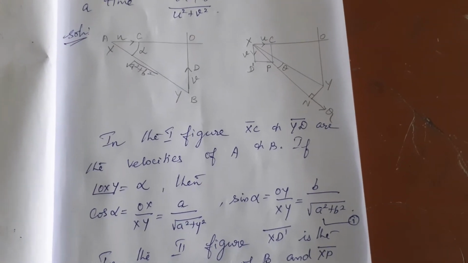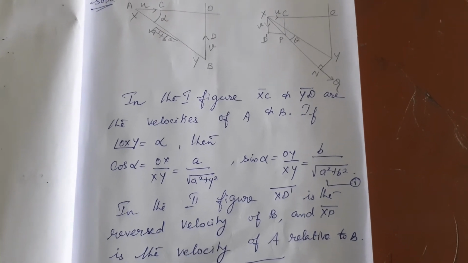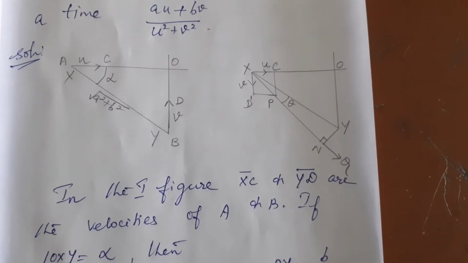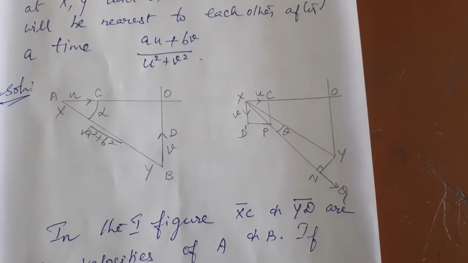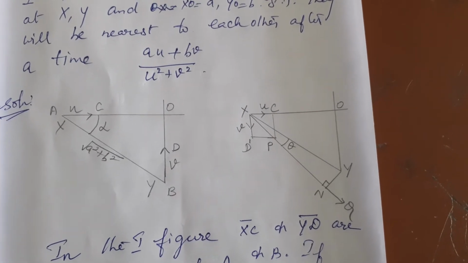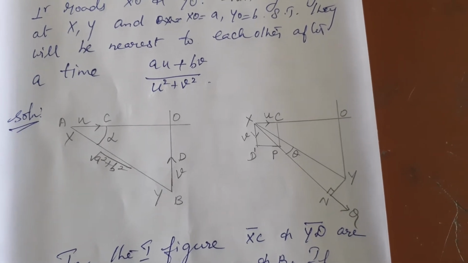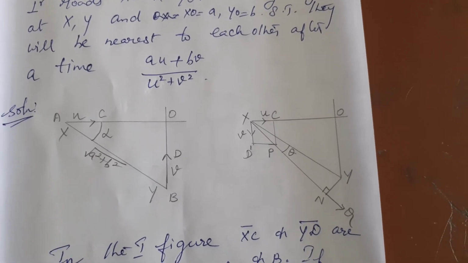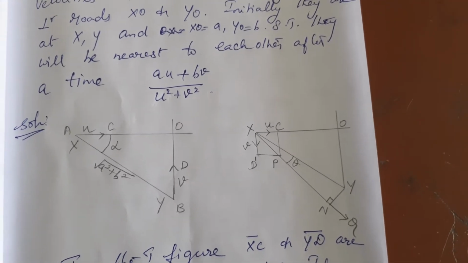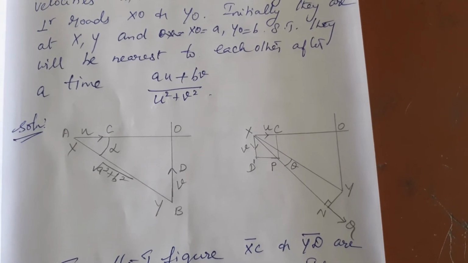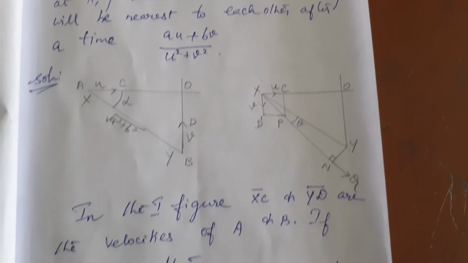In the second figure, XD dash is the reversed velocity of B. We are bringing both the velocities to a single point. Already we have u in the horizontal direction and v in the vertically upward direction. But at the same point we are bringing the second velocity v, so we have to take the reversed velocity. So it is acting vertically downwards in the direction XD dash.